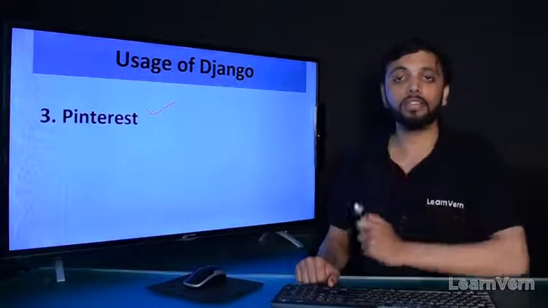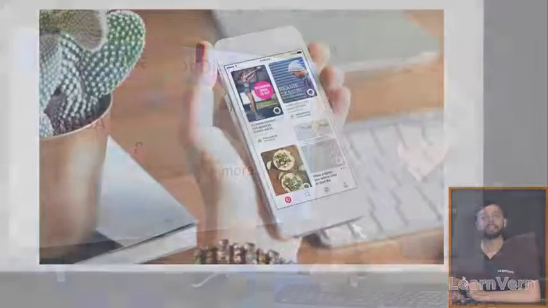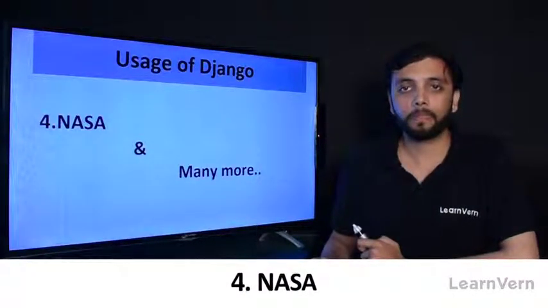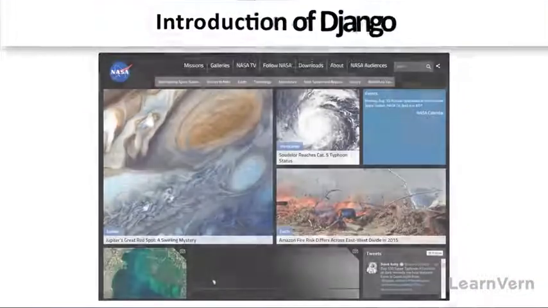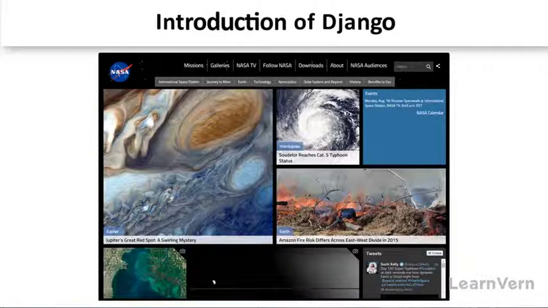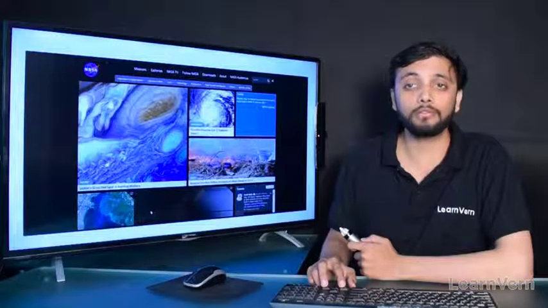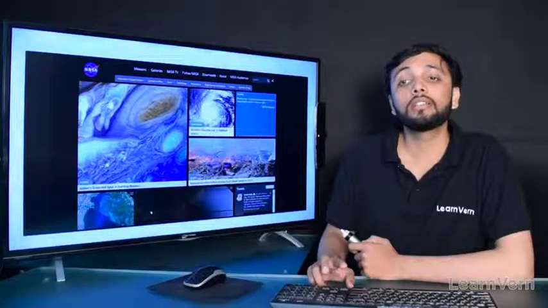So Pinterest is the most widely searched, and it also uses Django because of its distinctive features. What can we say about NASA? Everyone knows about NASA, the Space Research Organization. So NASA also uses Django. So now you can say that Django is, yes, the most widely used Python web framework, you can also say that.